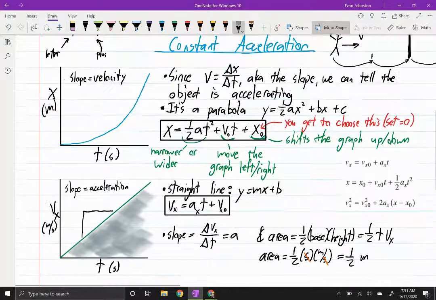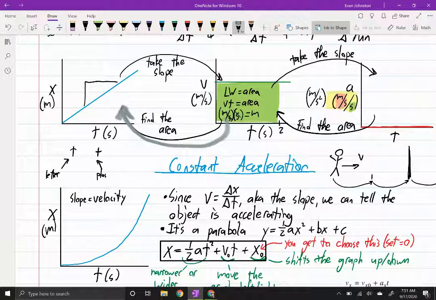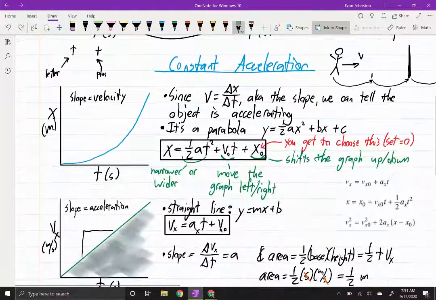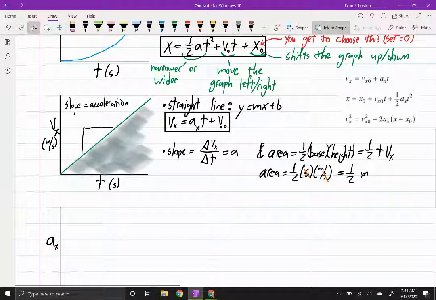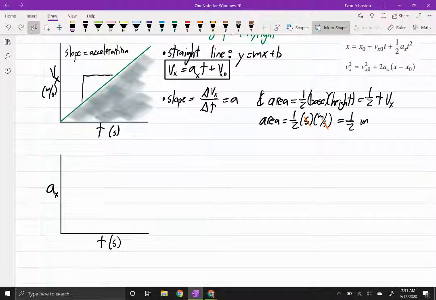So it works the same as up here. We again just take the area to go back to where the thing is at. It works the same. It doesn't matter if it's constant velocity or constant acceleration. These physical quantities, velocity, displacement, acceleration, all work the same, no matter if it's speeding up or slowing down, or how they behave.